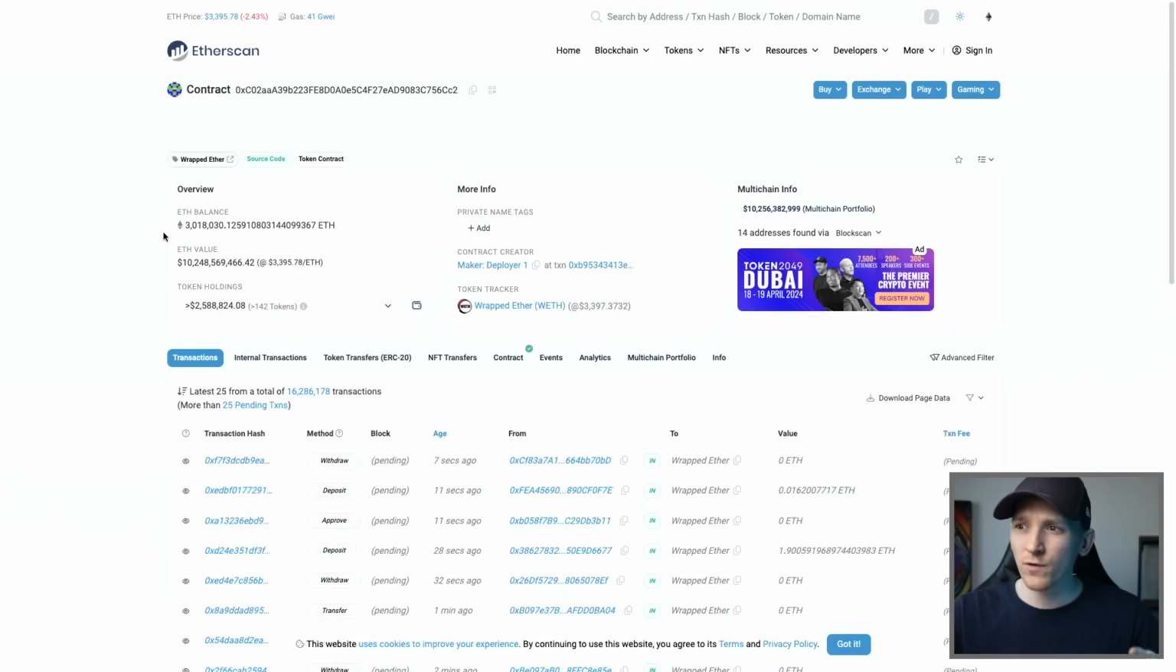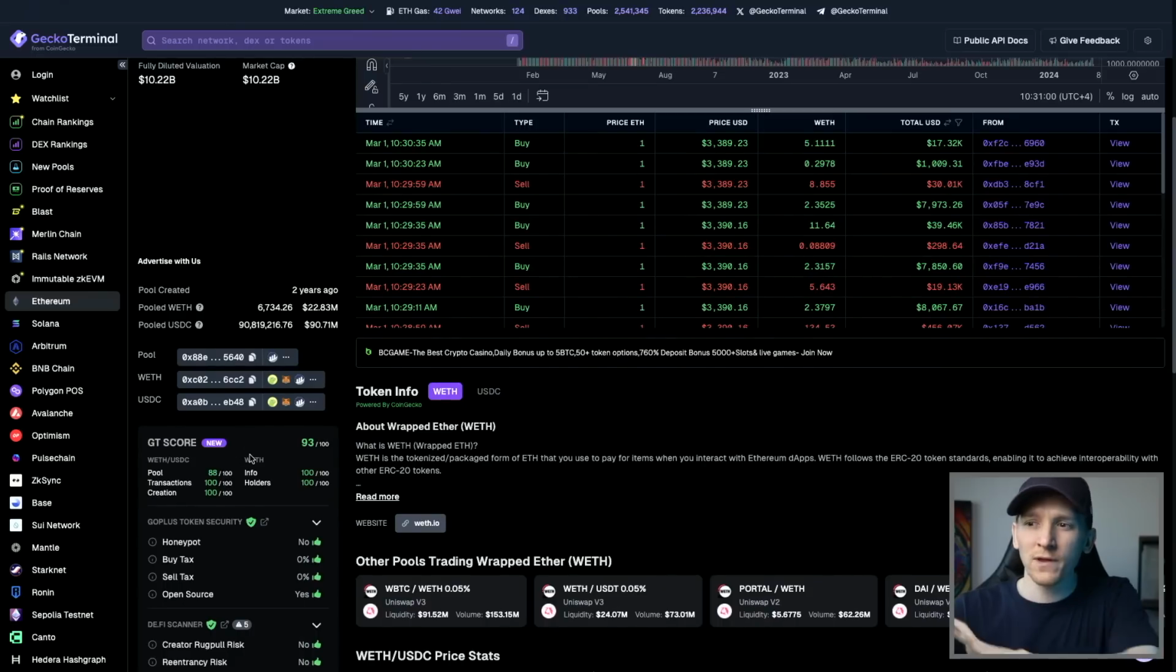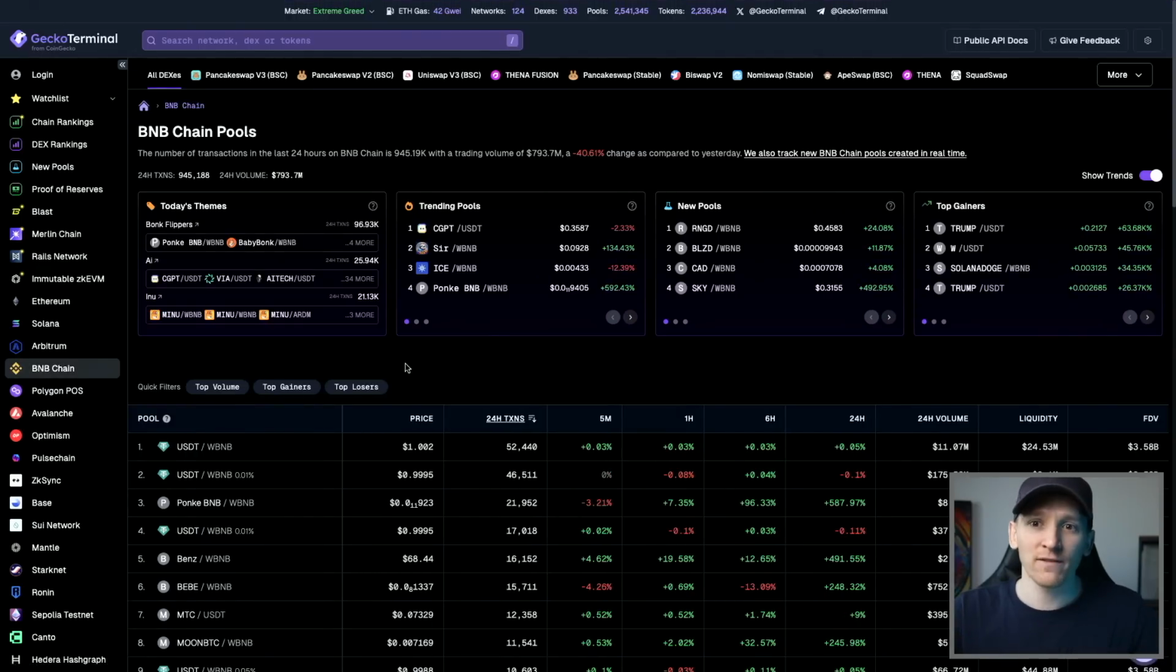You can make sure that it's a real token with real trading volumes and everything like that, so you don't get scammed by trading some weird token. All of the information is actually on something like this. This is going to tell you, for the assets that you want to trade, the exchange that has the most volume on it.